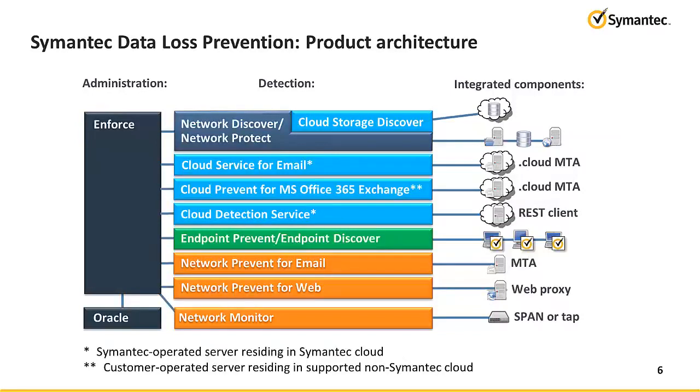These are the components that will actually analyze content, such as emails or web posts, and detect data loss incidents. Note that there is not always a direct one-to-one relationship between detection servers and products. For instance, the Network Discover, Network Protect, and Cloud Storage Discover products all run on the same detection server type, the Network Discover and Cloud Storage Discover server. The same is true of the Endpoint Prevent and Endpoint Discover products, which both run on the Endpoint server.